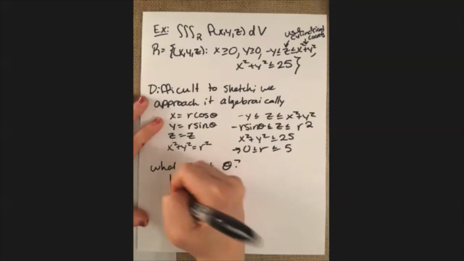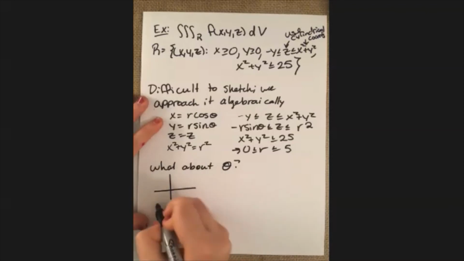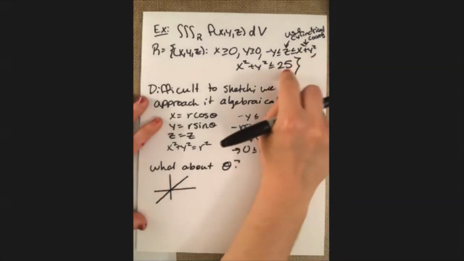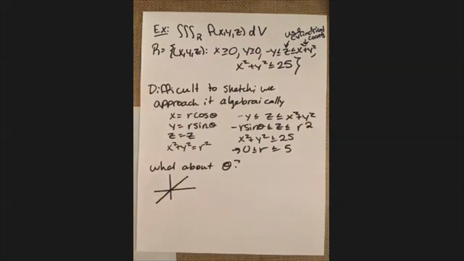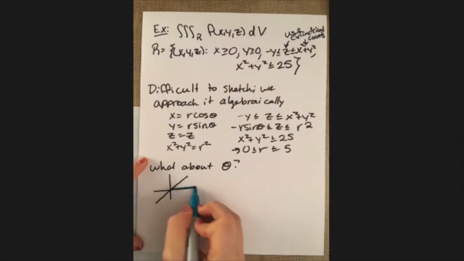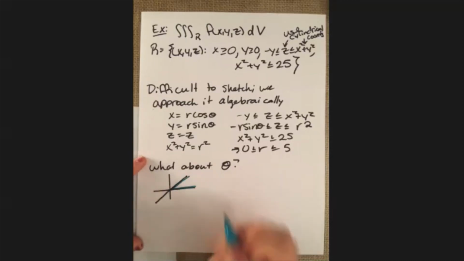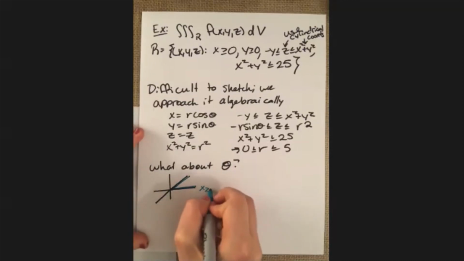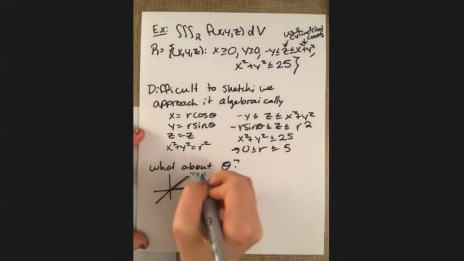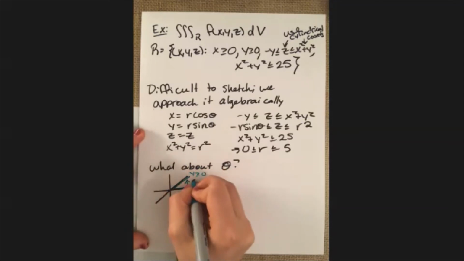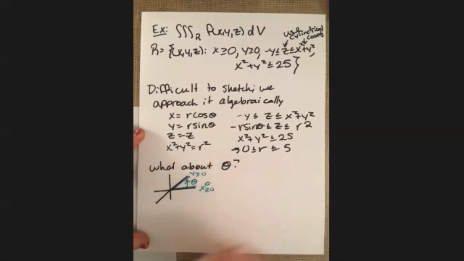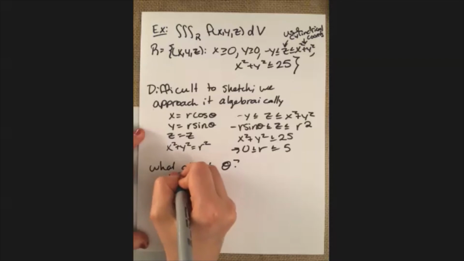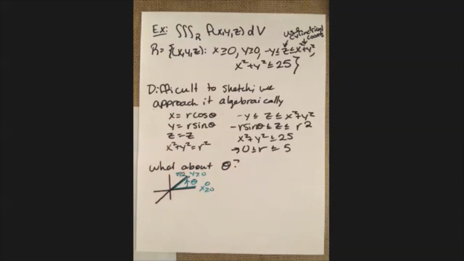Well, we don't have to sketch the whole region to figure this piece out. We already know that we're looking at x greater than or equal to 0 and y greater than or equal to 0. So we're looking at this corner right here. So I need theta to fit right in there, and that means that theta has to go between 0 and pi over 2. Did not have to sketch the region to figure that out.